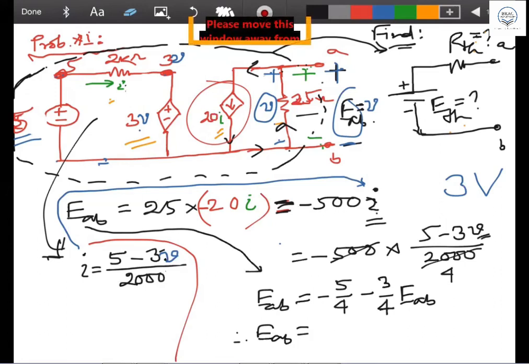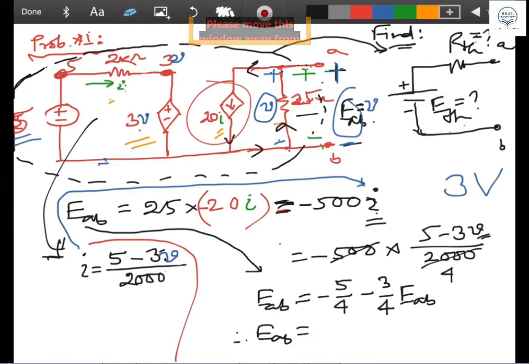Anyone else? 0.71. All of you? Minus 0.71. Oh, come on. Is it like that? Really? Yes, sir. Minus 0.71. Oh, I'm sorry. Then something is wrong there. Yeah, you all are correct. But I have made a mistake here.